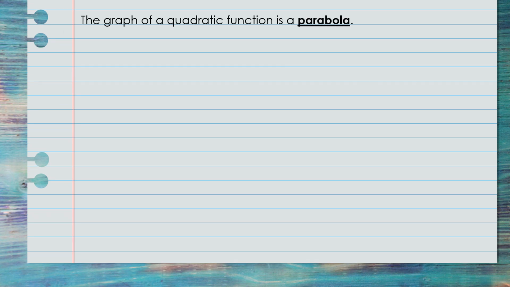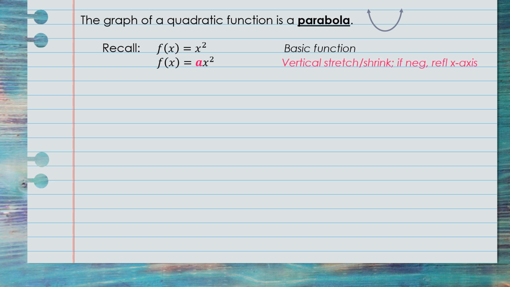The graph of a quadratic function is a parabola. As a reminder, that's that U-shaped graph. Now recall, f of x equals x squared is a basic function of a quadratic. But what if we change it slightly? If I were to rewrite it as f of x equals a times x squared, recall that a would cause it to have a vertical stretch or shrink. Also, if a were to be negative, it would cause the graph to have a reflection across the x-axis.